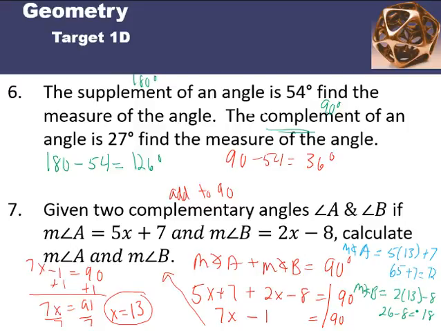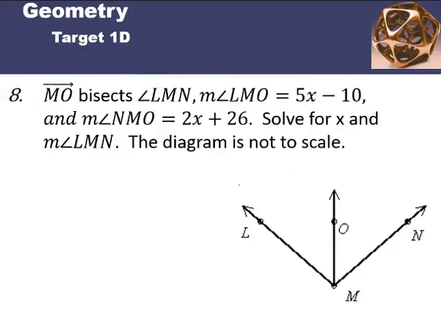Okay, and then number 8. So this tells me that MO bisects LMN. So this ray right here cuts this angle into 2 equal pieces. This piece and this piece. And those 2 pieces are equal. Okay, because remember bisects means cuts into 2 equal pieces. So that means the 2 parts are equal.